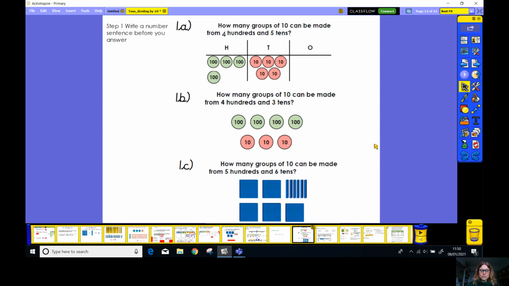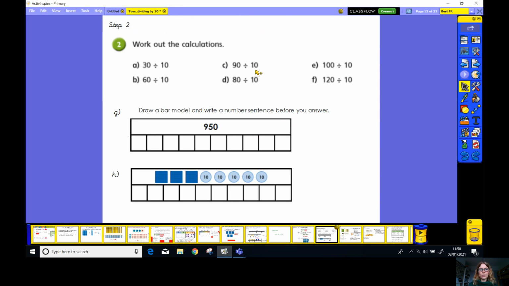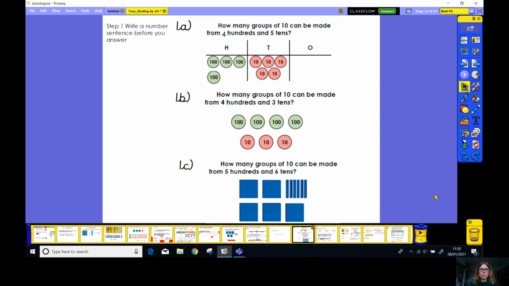If you're feeling less confident, you'll start on step 1. So if you didn't get the checkpoint right today and you want a little bit more practice, you can have a go at these. So for each one of these questions, you would write down a number sentence and then answer it. You could look back in the video and see how I did it before. And then step 2, you've got some calculations again, but this time we're just working straight into digits. And then you have a go at the bar models. Now, I'm going to pause on each one so you can have a look at it. So pause on the screen that's appropriate to you.